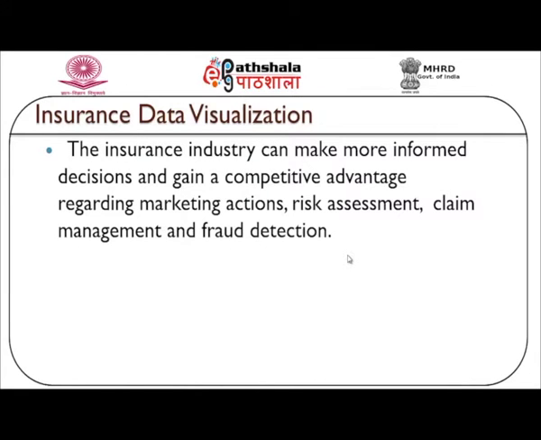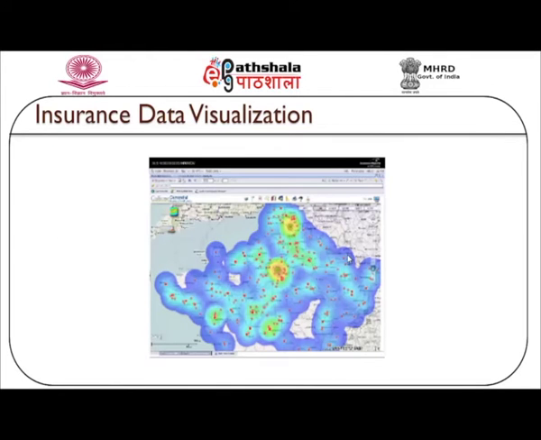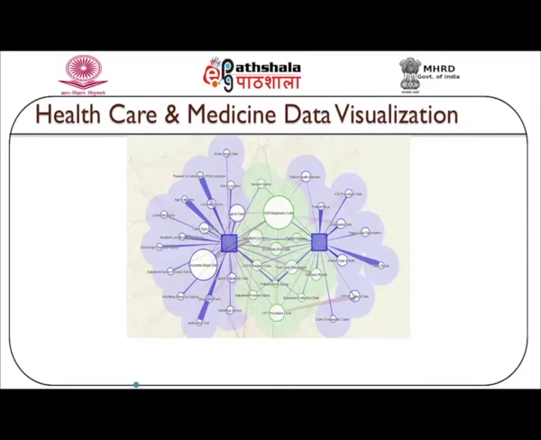So the insurance industry can make more informed decisions and gain a competitive advantage regarding marketing actions, risk assessment, claim management and fraud detection. So this is one kind of chart that has been prepared which shows insurance agencies' data which has been visualized in this form. This is insurance data visualization. Next one is a healthcare and medicine data visualization.